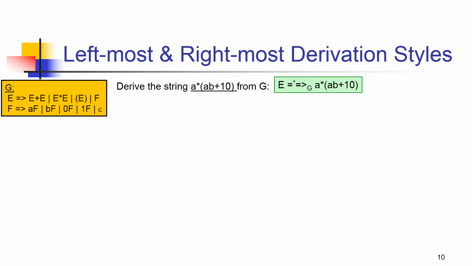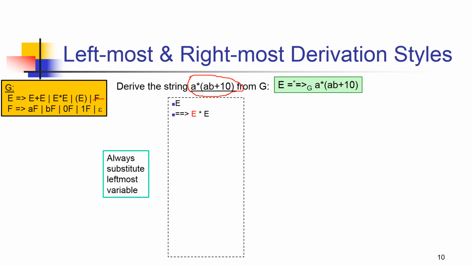Let's take another example. Here I have extended that example by deploying this F. We have lots of values of F, and here I am going to utilize the string a star ab plus 1 0. Now can you derive the leftmost derivation and rightmost derivation of it? Try to derive this thing. So what will be the leftmost derivation?